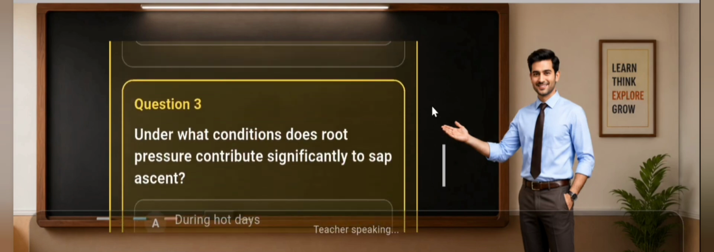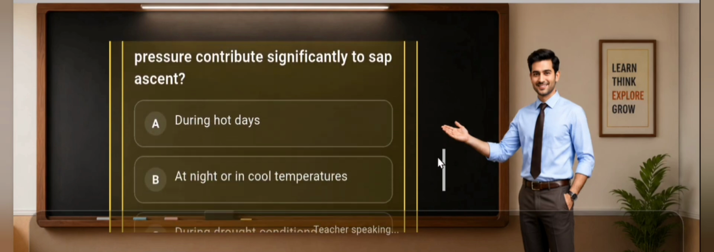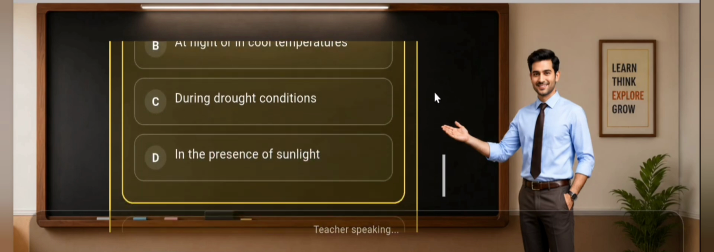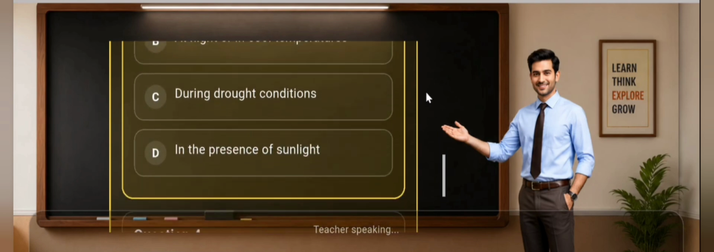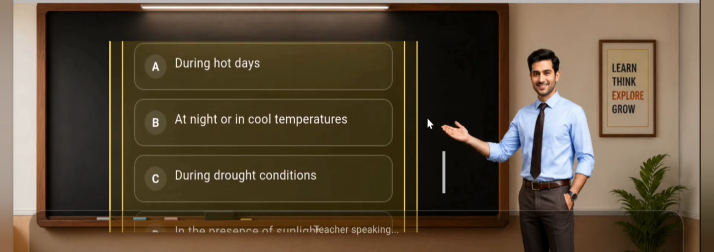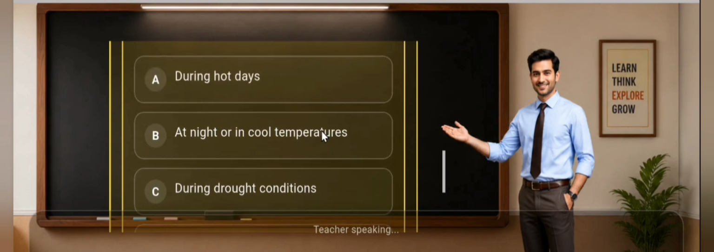Question 3. Under what conditions does root pressure contribute significantly to sap ascent? Take 5 seconds to think. The options are A. During hot days, B. At night or in cool temperatures, C. During drought conditions, D. In the presence of sunlight. Now look at the options carefully. The correct answer is option B, which is at night or in cool temperatures.